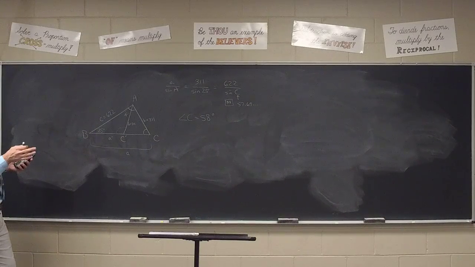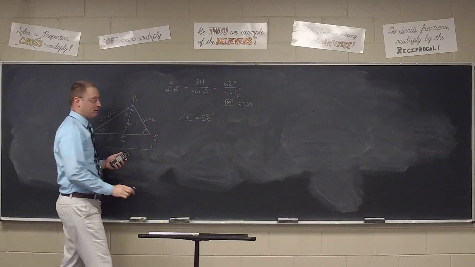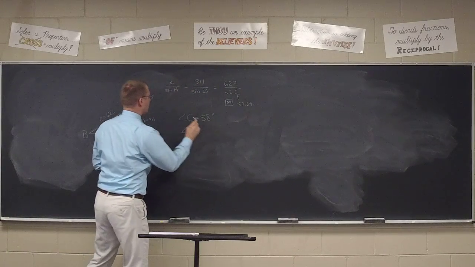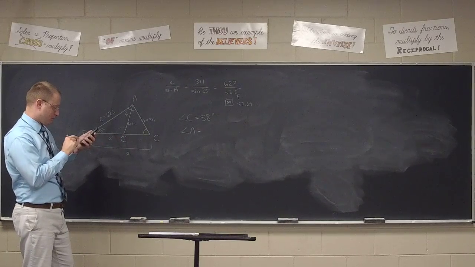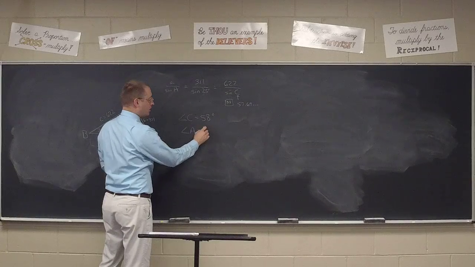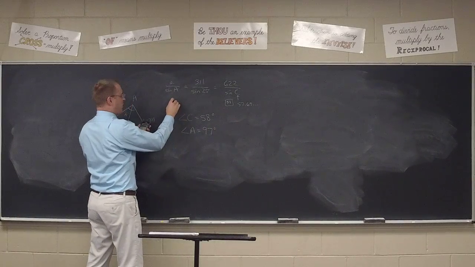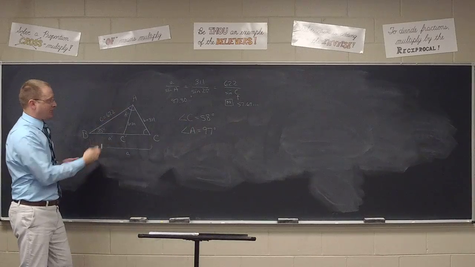Then we use angle C, which we just found, and of course angle B, which we were given to get angle A. Add plus 25, and then subtract that from 180. And what do we get for angle A? 97 degrees. 97.32, blah, blah, blah, but rounded 97 degrees.